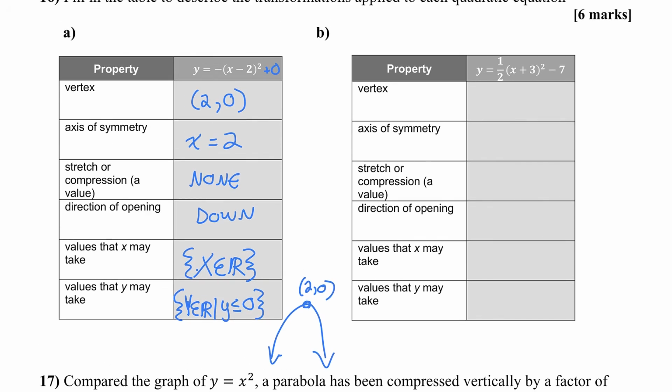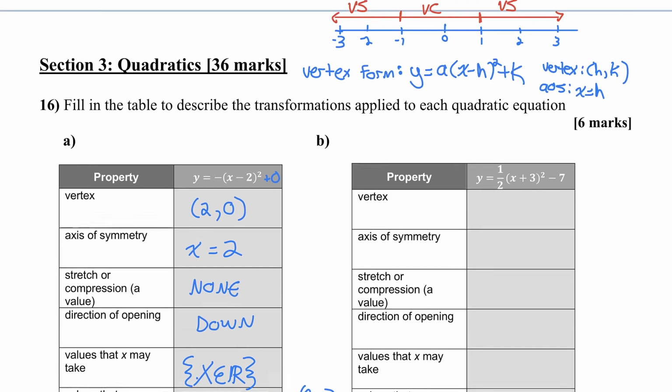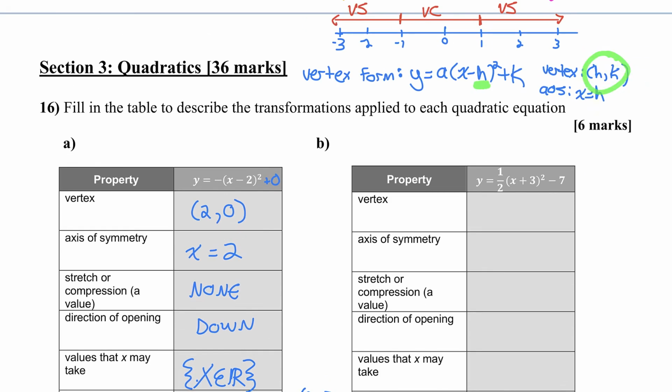Let's do part B. For this quadratic that's in vertex form, the vertex, remember, is h, k, where h is what we're subtracting from x.